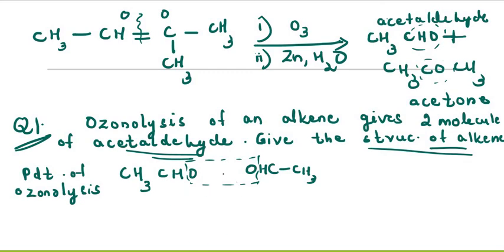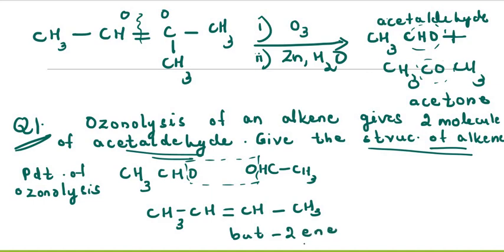So now what is there? After removing the oxygen atom, we have CH3, CH, CH, CH3. Now what we have to do is just put a double bond between these two carbon atoms from where we have removed the oxygen atom. So now we have got our product. What is the IUPAC name for this compound? It is but-2-ene.